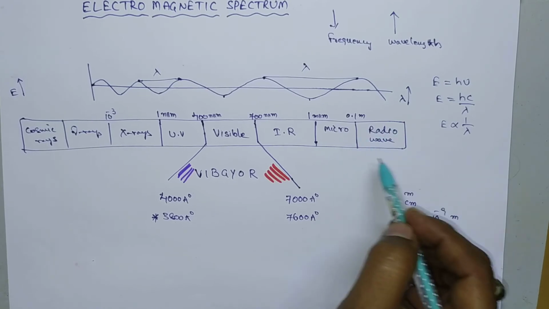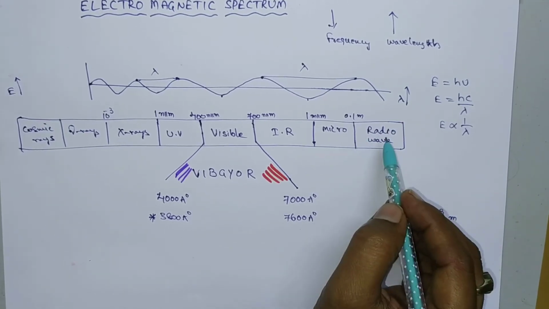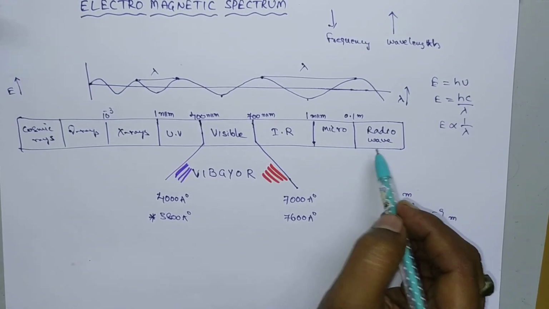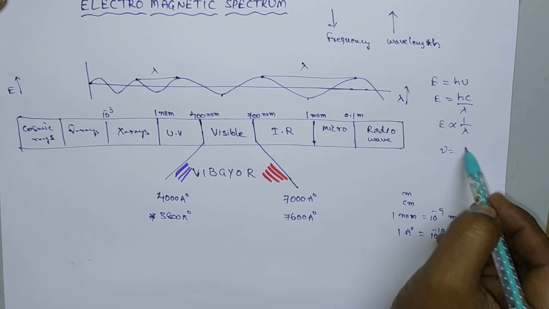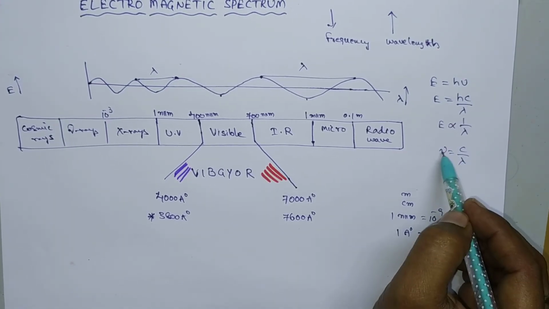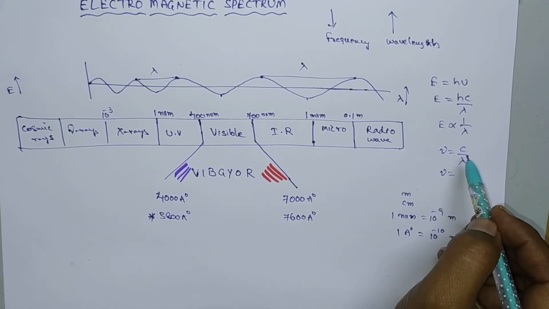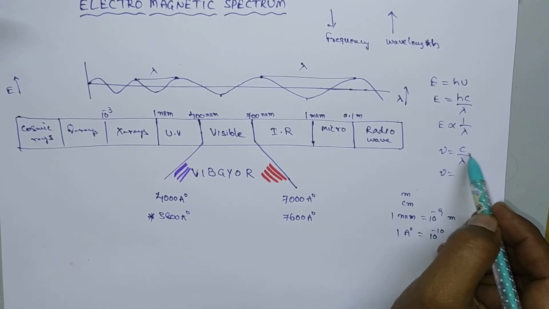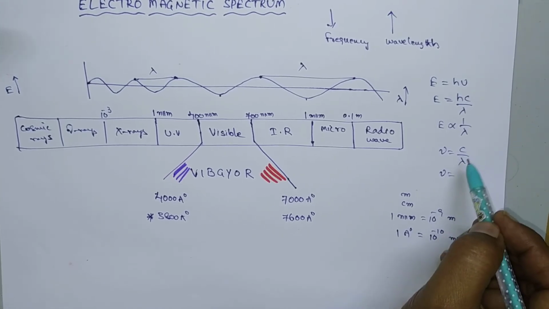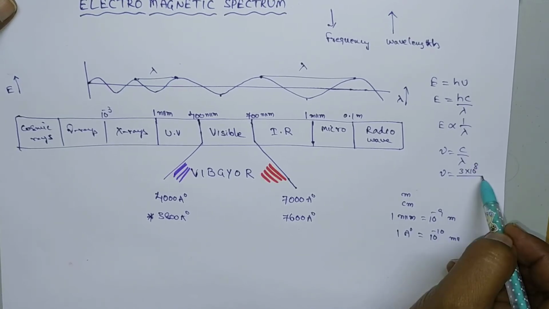Radio waves possess very high wavelength, so we can express this wavelength in terms of frequency. Radio waves can generally be expressed in terms of frequency. So frequency nu is equal to c by lambda. We can convert wavelength into frequency, where c is the speed of electromagnetic radiation, which is nearly equal to the speed of light, so c is equal to 3 into 10 power 8 meters per second.